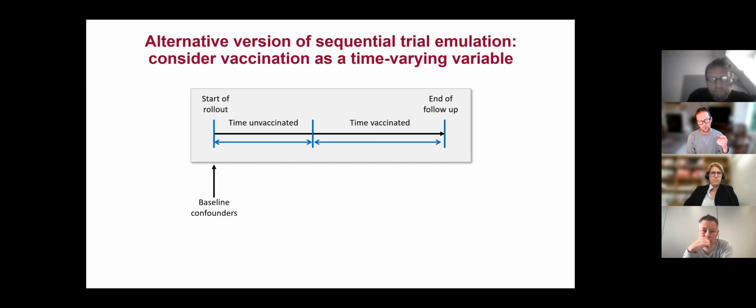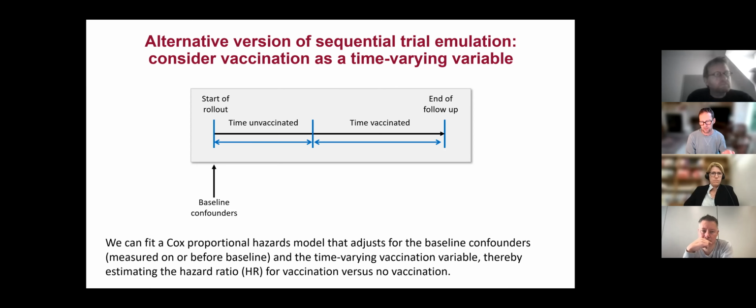And we obviously need to control for confounders. And here, the confounders at baseline will be the confounders that we can measure on or before the date of eligibility for that group, which for the over 80s was the 8th of December 2020. And we can then fit a Cox proportional hazards model that adjusts for these baseline confounders and the time varying vaccination variable. And that allows us to estimate the hazard ratio for vaccination versus no vaccination. And that's been done in a number of the studies, some of which Julian quoted a little while ago. Note that it's not immediately obvious in these studies what target trial they imagine they're emulating. But this is what they're doing.